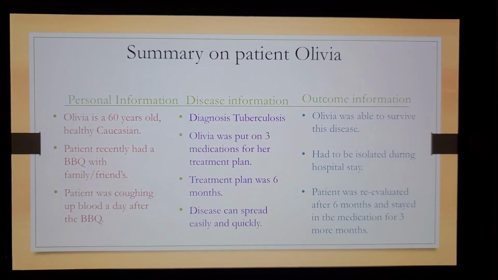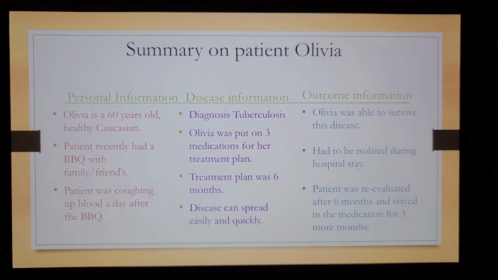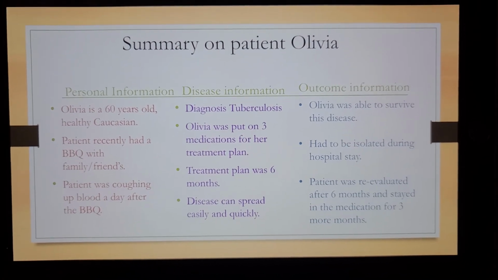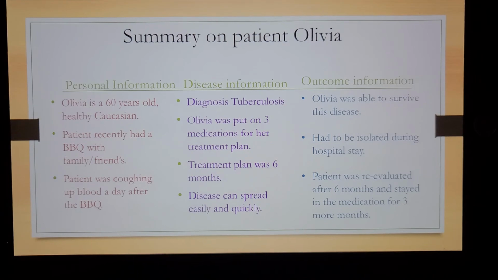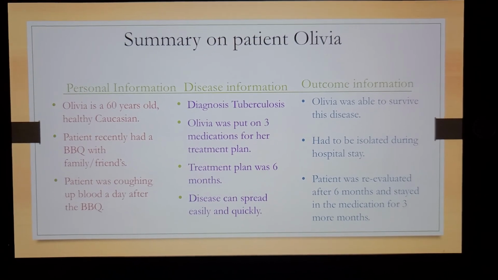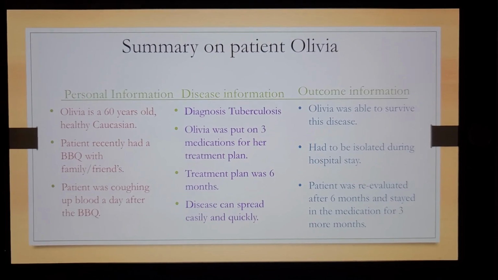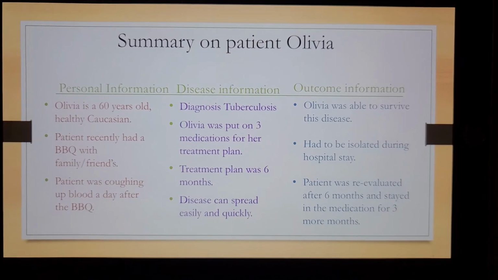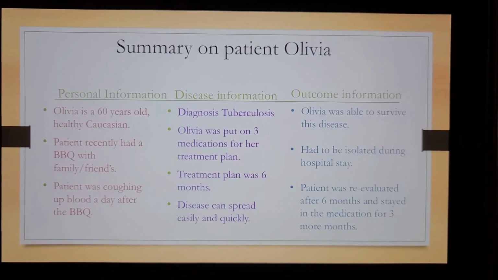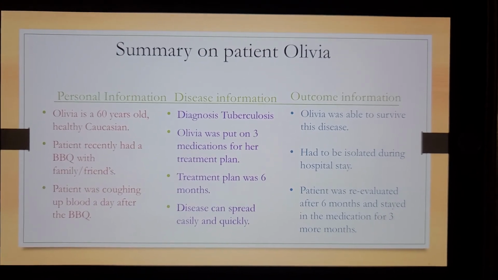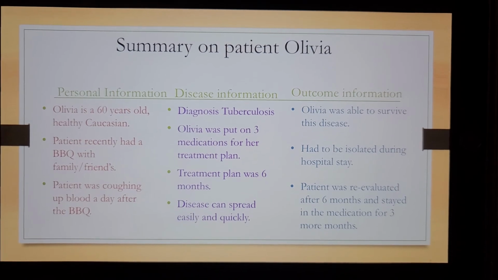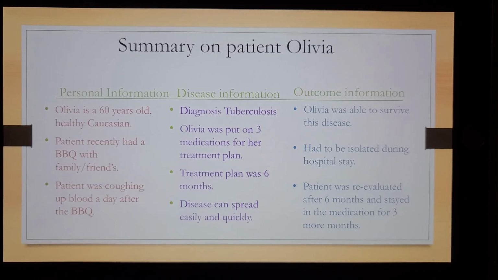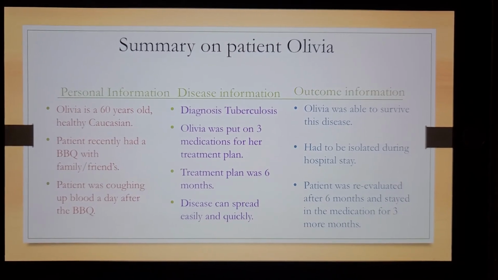So, for the summary on patient Olivia, her personal information is that she came in, she's a 60-year-old, healthy Caucasian woman. She stated that before coming in, she had a barbecue with friends and family, and started coughing up blood a day after the barbecue. For the disease information, Olivia was diagnosed with tuberculosis. For her treatment plan, she was put on 3 medications. The treatment plan was 6 months, and 3 more months were added on after being reevaluated.